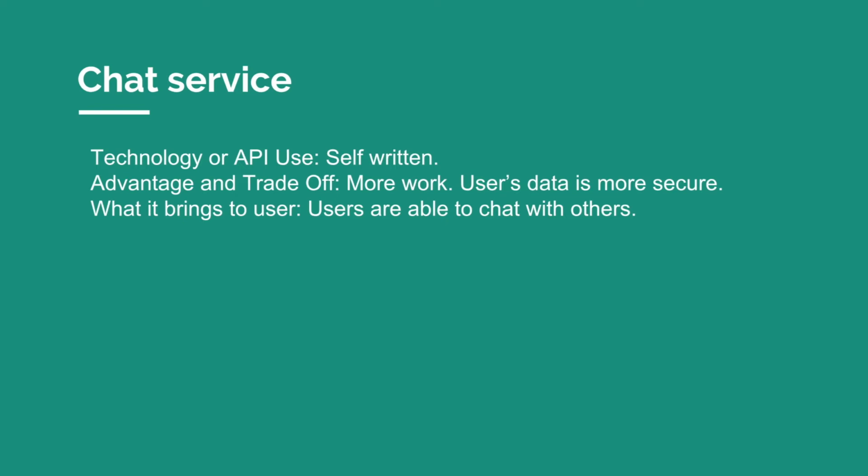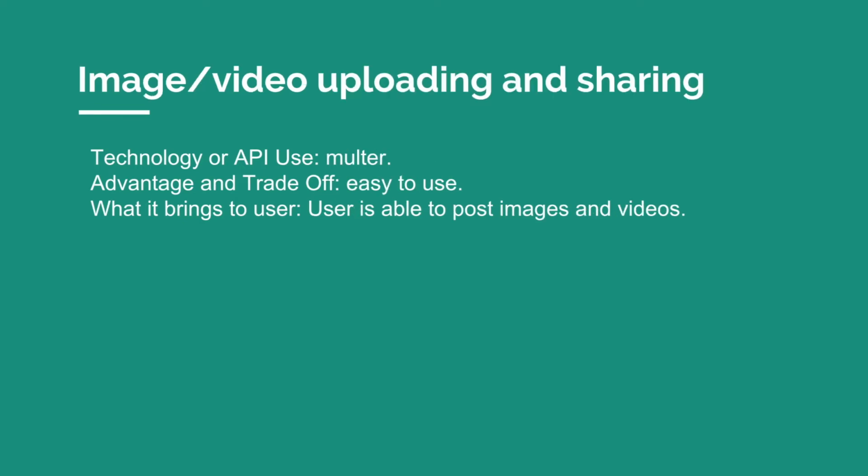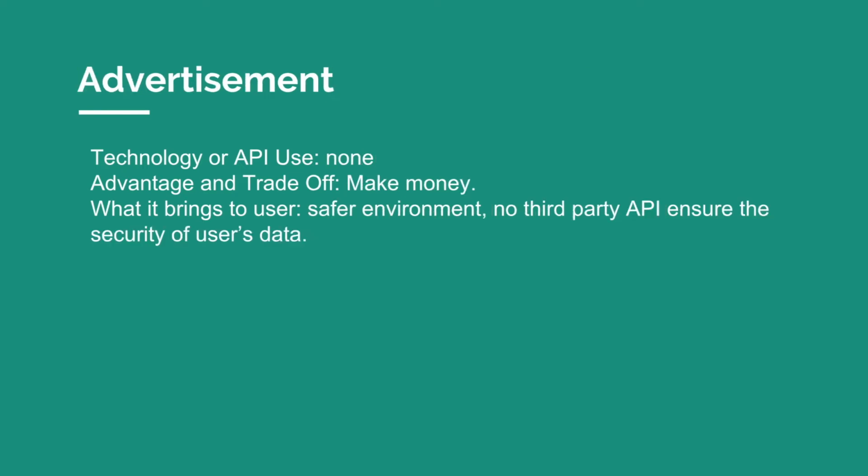Next is chat service. We use a real-time chat service. It requires more work, but the data is more safe. It allows users to chat with each other. Next is image and video uploading and sharing. We use Multer as the API, since it is easy to use. By using Multer, users are able to post images and videos.